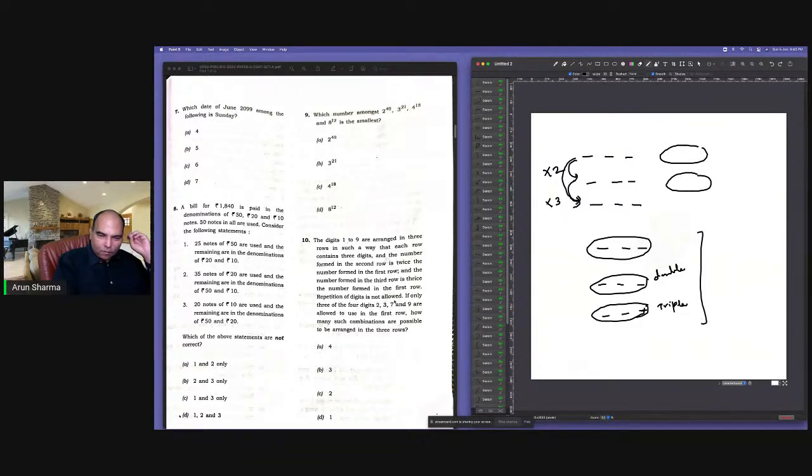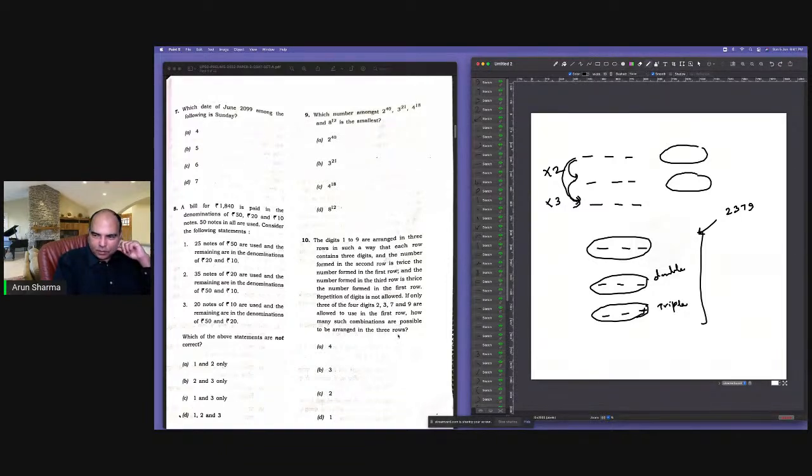Repetition of digits is not allowed. If only 3 of the 4 digits 2, 3, 7, 9 are allowed to use in the first row, so the first row mein you're only using 3 of the 4 digits 2, 3, 7, 9. So how many such combinations are possible to be arranged in 3 rows?